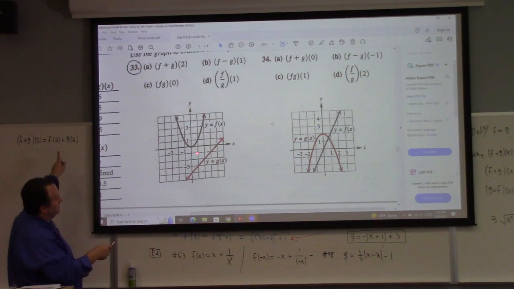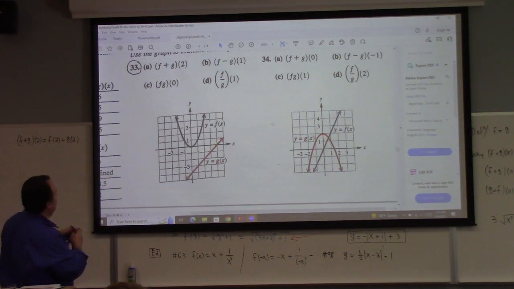F of 2, I look at here's 2, right? Where is f when you're at x equals 2? Right there. What's that? 4, right? So f of 2 is 4 from that point that I'm pointing at right now, okay? So f of 2 is 4.